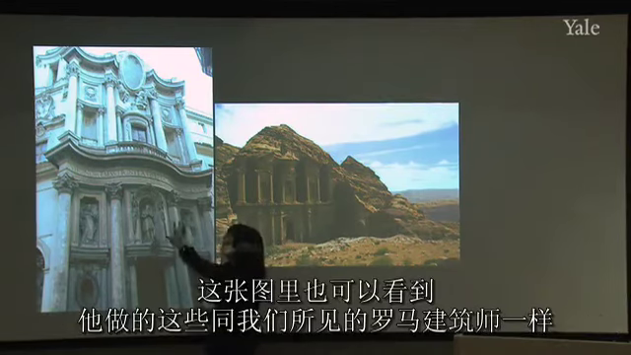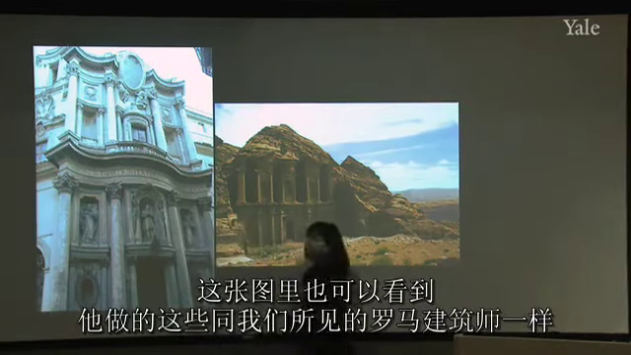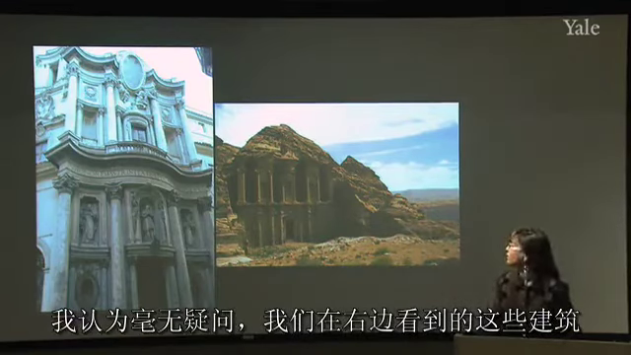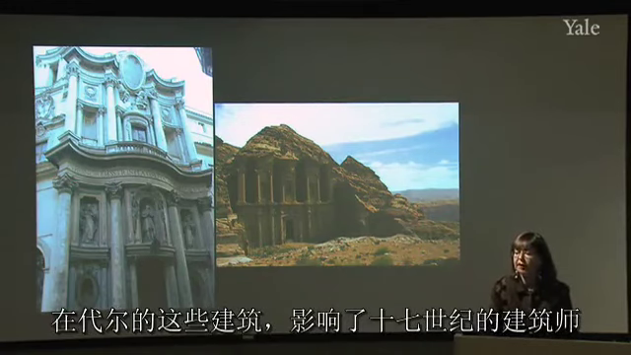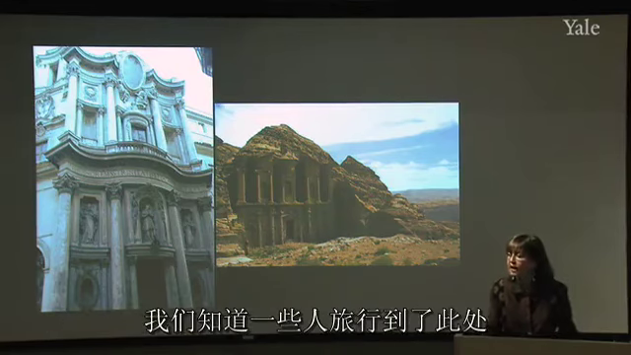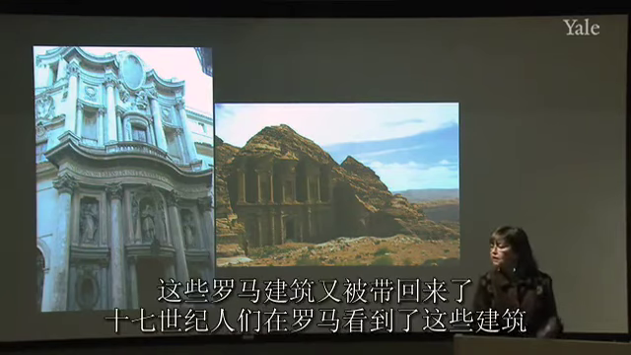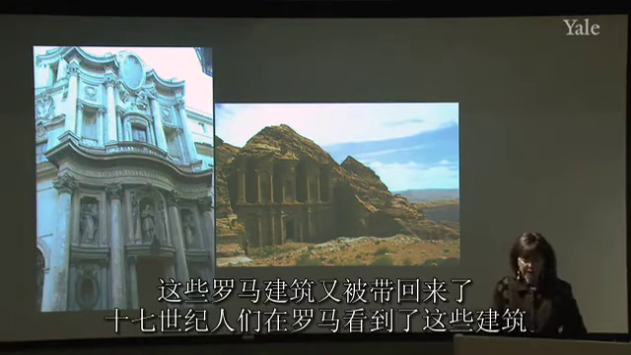But he is doing the same sort of thing that we see architects doing here, and I don't think there's any question that the sort of building that we see on the right, the Deir, had impact on architects in the 17th century. We know that some of them traveled to this part of the world. We know that drawings were made, that books were made, that these were brought back, these were seen by people in Rome in the 17th century.